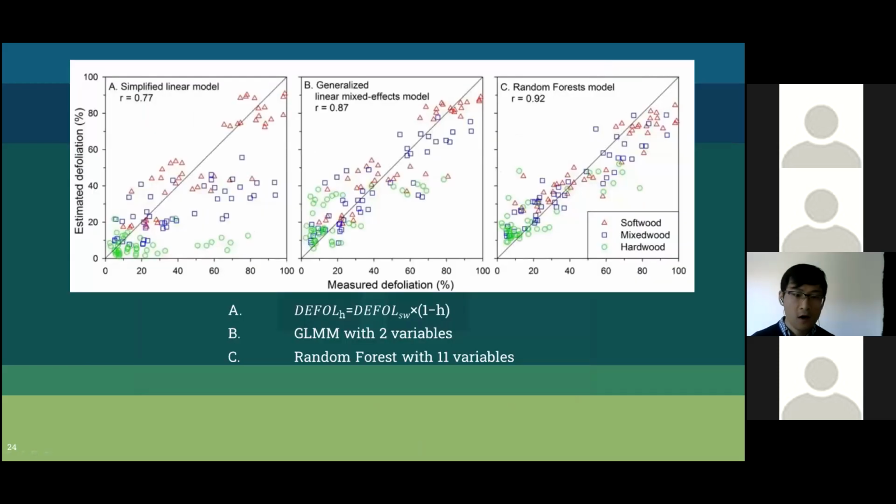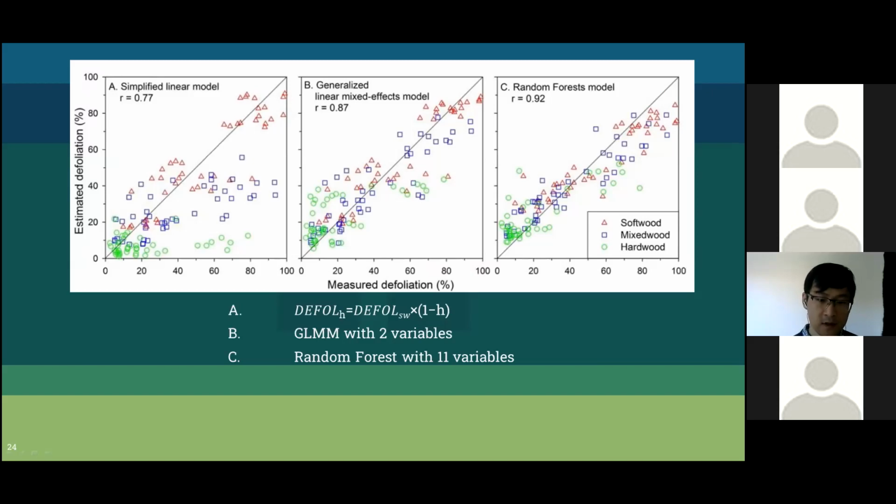Now we look at 3 models. Let's just talk about the 3 models first. The A model, which is this figure, is the most simple model. It was developed in the 70s, and this is what is currently used to aid decision support. It basically says if you have a stand with, say, 30% hardwood, and the defoliation in the pure softwood stand is 100%, all you need to do is subtract 20% of the defoliation. So 20% hardwood, 20% less defoliation; 50% hardwood, 50% less defoliation. This is what has been used even currently.